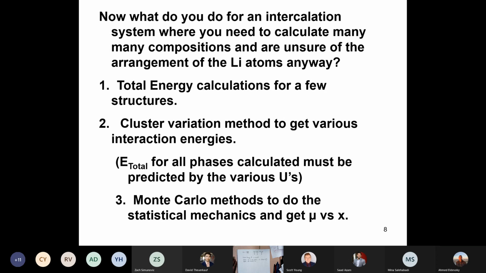Okay. And then you would do that for many different lithium compositions across the voltage curve. You might do 10 or 20 compositions with lithium atoms arranged in 3 or 4 different ways. So a whole bunch of total energy calculations, all right? So then you'll have total energies for 10 compositions with 4 different arrangements of lithium at each composition.